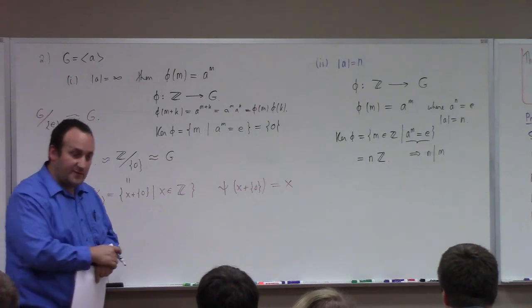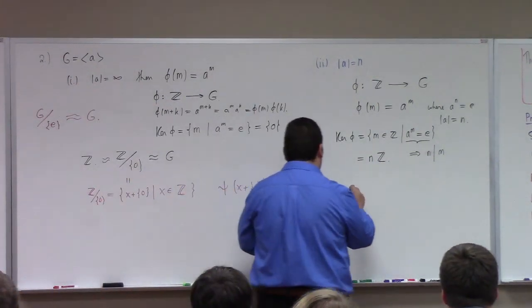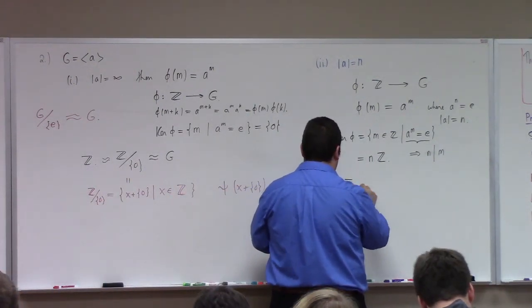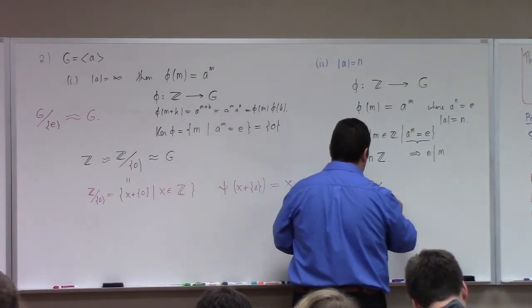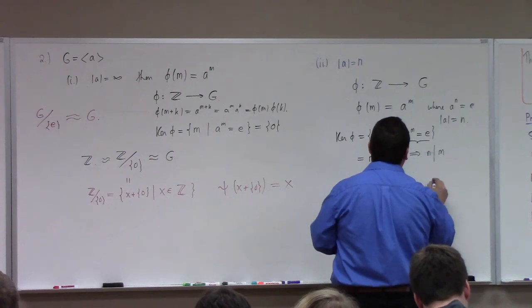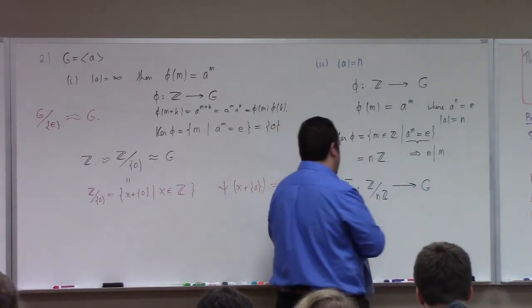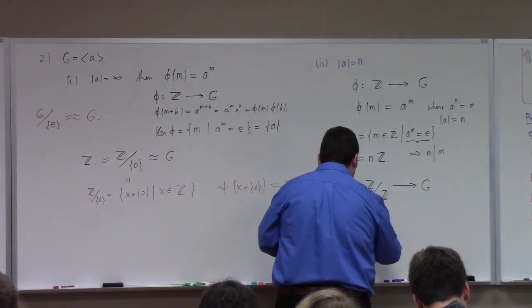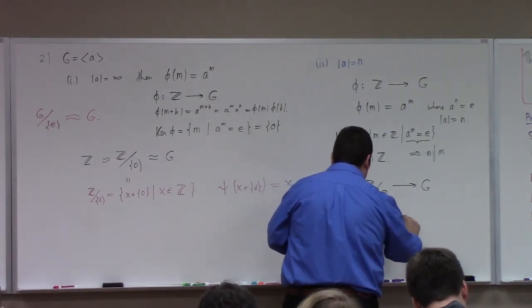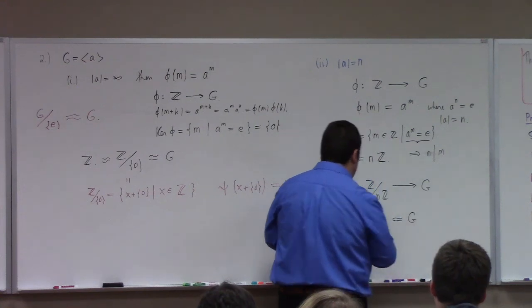Okay, so what does the first isomorphism theorem say then? It says phi bar, from Z mod nZ, is giving you an isomorphism to G. Or more to the point, Z mod nZ is isomorphic to G.